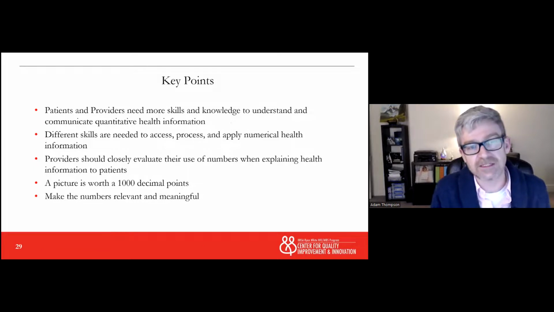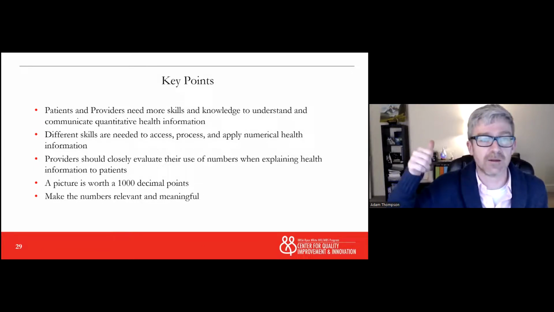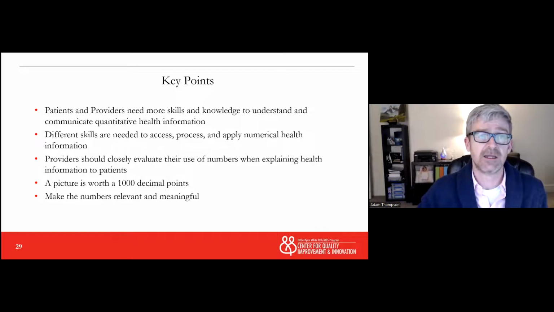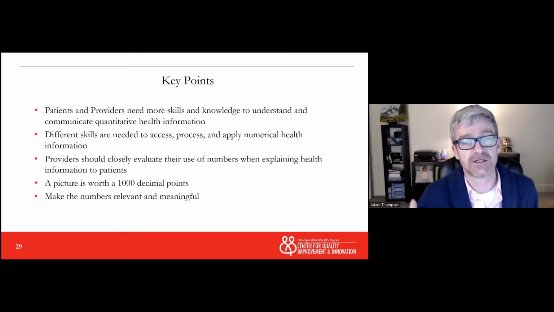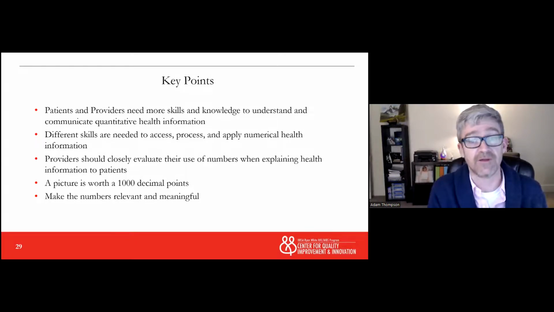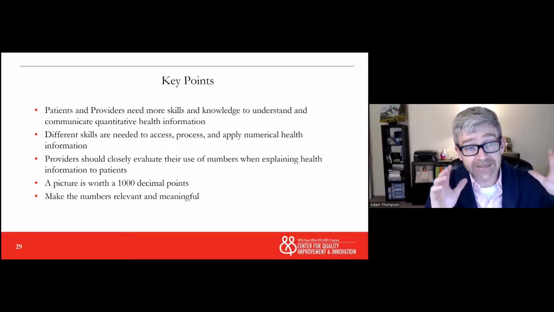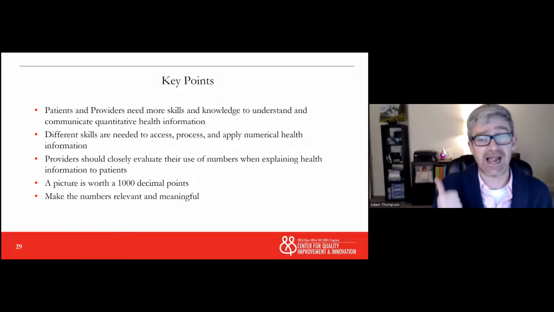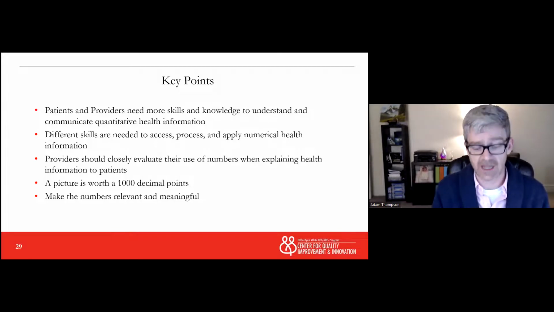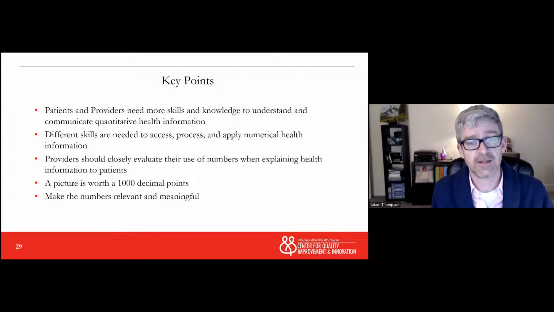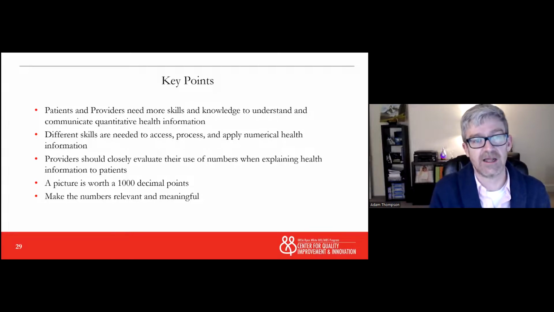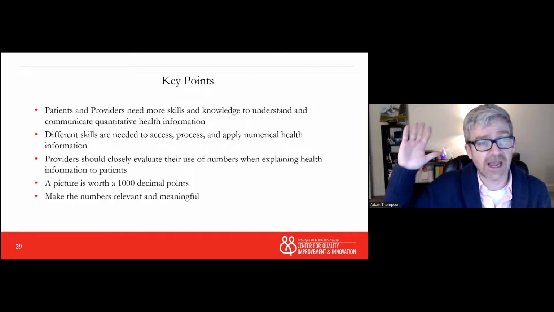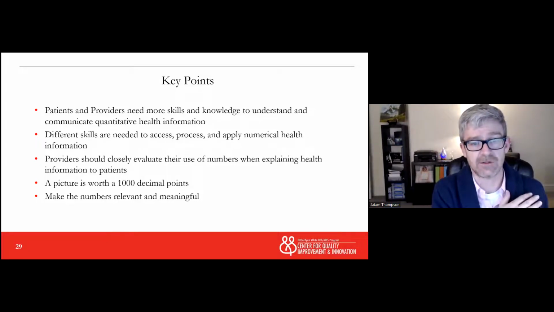So the key points here, a couple of things. One, patients and providers need more skills and knowledge to understand and communicate quantitative health information. There are different skills that you need to have, and these are related to things like accessing, processing, and applying numerical health information. Providers should closely evaluate their use of numbers when explaining health information to patients. If you can take it out, take it out.